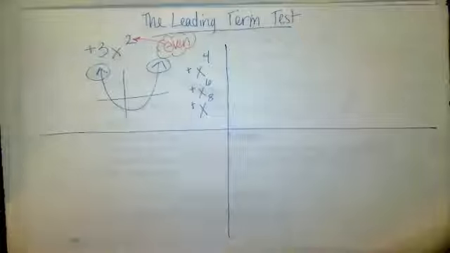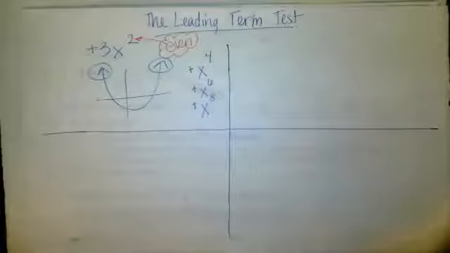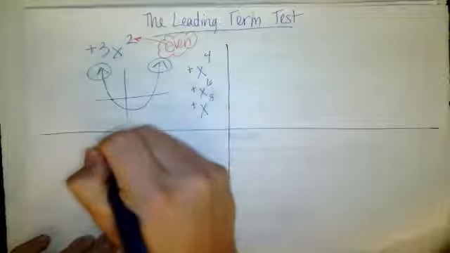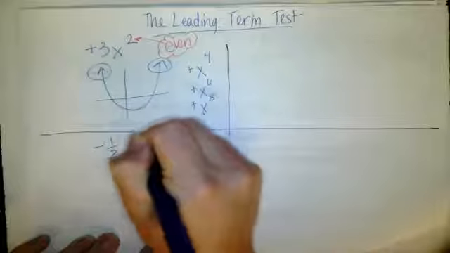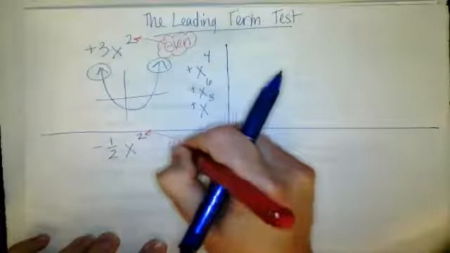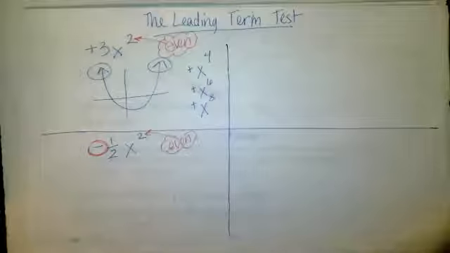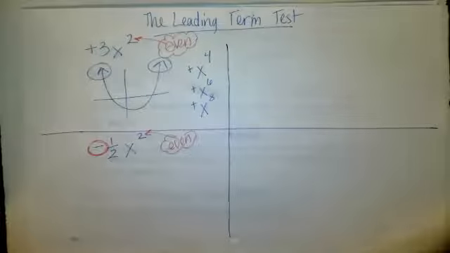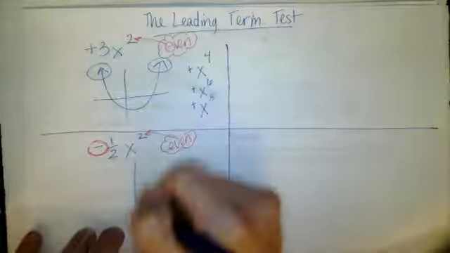All right? What happens, and you should write this down, I'm not writing it just for myself, you should be writing it down too. What happens if it's like a negative 1/2 x squared? We still have an even power, but it's got a negative out in front. What happens to that parabola when you put a negative in front? What do you think it does? It goes down. Absolutely, that's right.